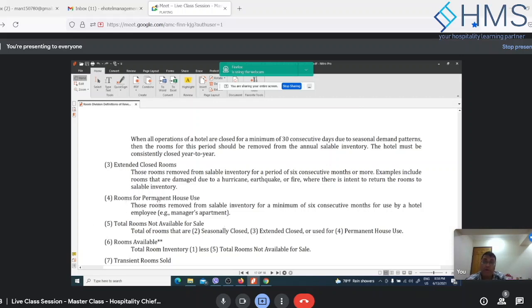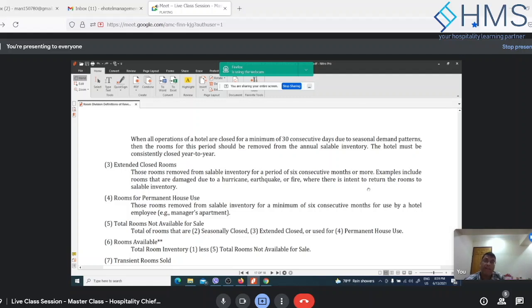And then you have rooms for permanent house use. So, for example, because of COVID you are going to close rooms, even though it does not say COVID. Examples include those rooms which are removed from the saleable inventory for a period of 6 months or more. So let's say because of the coronavirus pandemic you see there's no demand for the rooms, so we will open only half of the hotel. The other half we will remove from the inventory, meaning we will not be selling them, and the decision is for at least the next 3 months or next 6 months. If you have an intention like that already, then you can remove it.